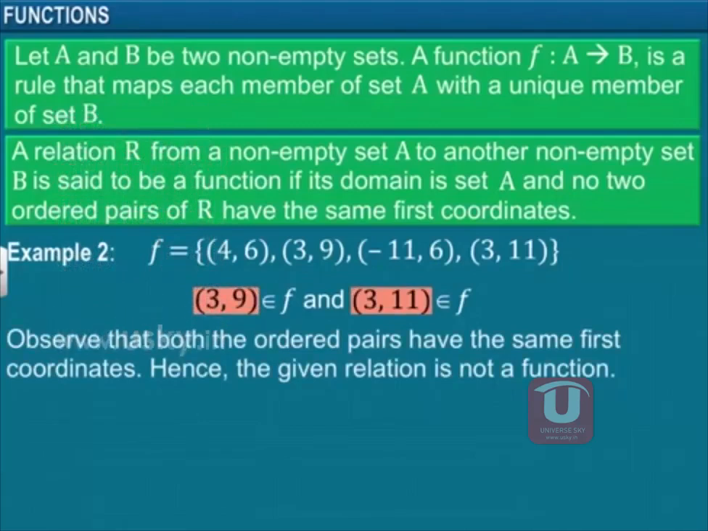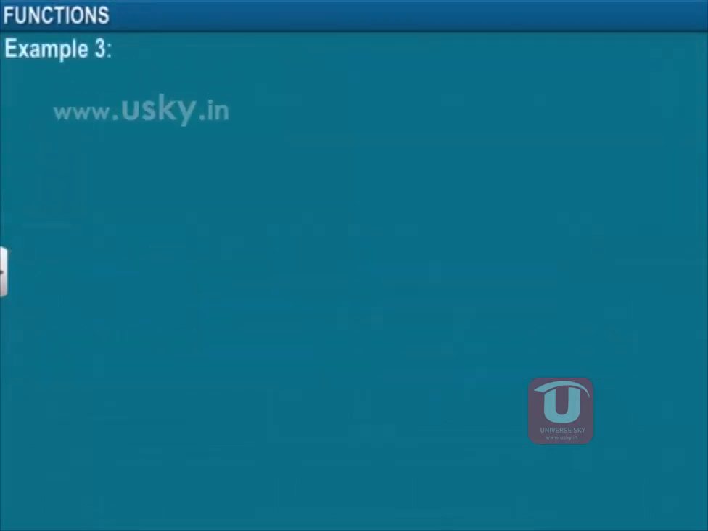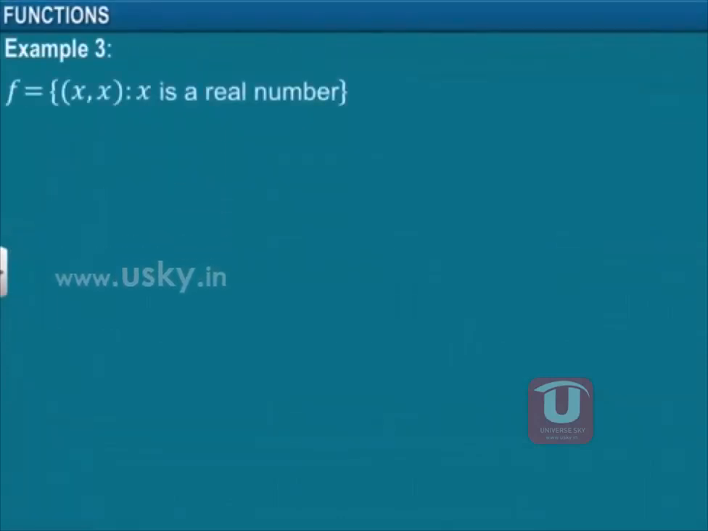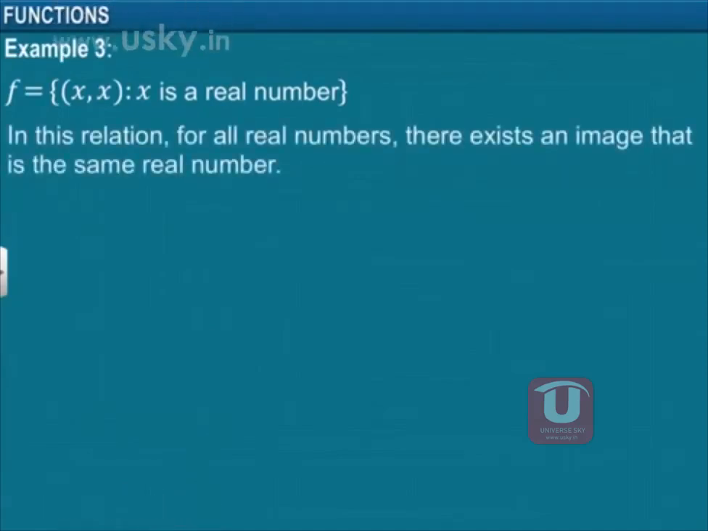Hence, the given relation is not a function. Let us take one more example to understand it better. Let F be the set of ordered pairs (x, x), such that x is a real number. In this relation, for all real numbers, there exists an image that is the same real number. Hence, the given relation is a function.